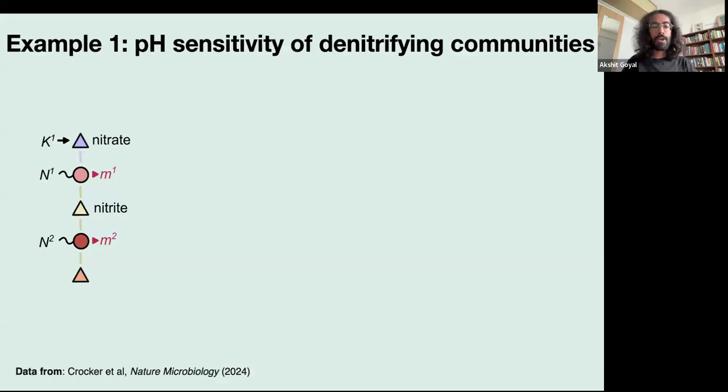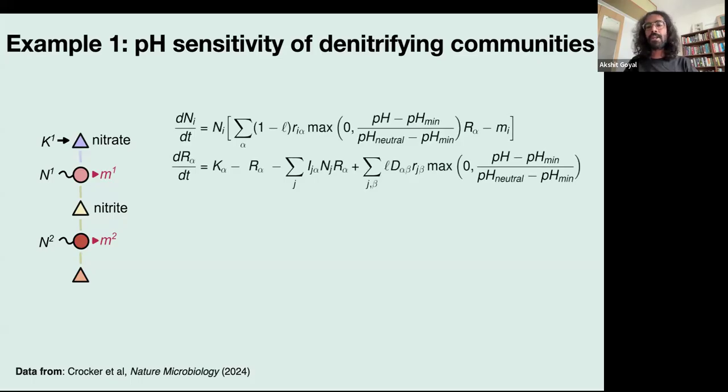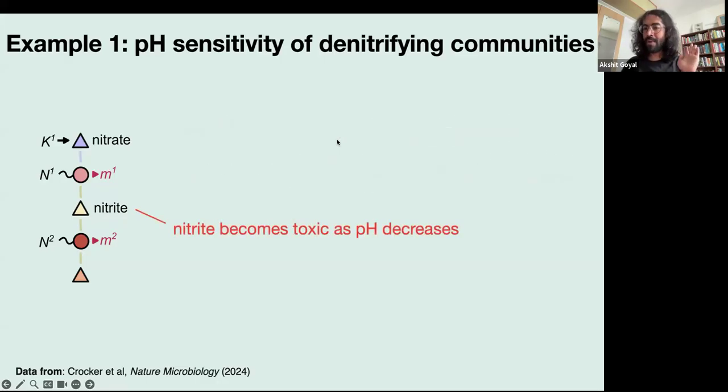So in principle, what was shown in this paper is that you can derive from experiments a very complicated looking consumer resource model, which is by no means a MacArthur consumer resource model, for how these communities behave at different pHs. Again, I don't really want to flash and explain all the equations. The idea that I want you to take away is that it's a complicated model in which nitrate to nitrite and so on and so forth are being converted. And there's some nonlinear effect of pH and how it changes, for instance, the consumption rates and so forth.